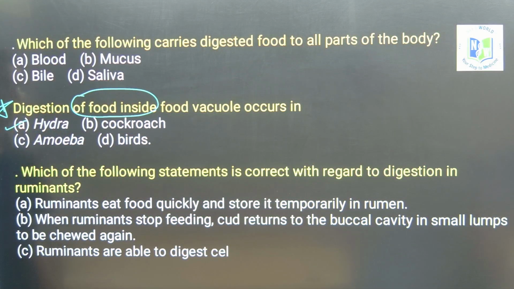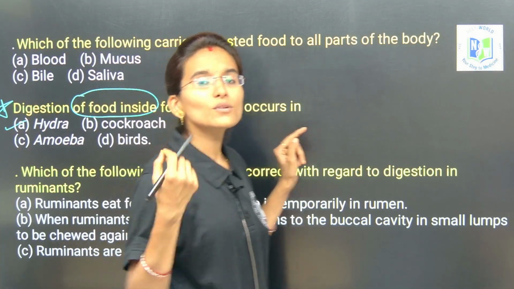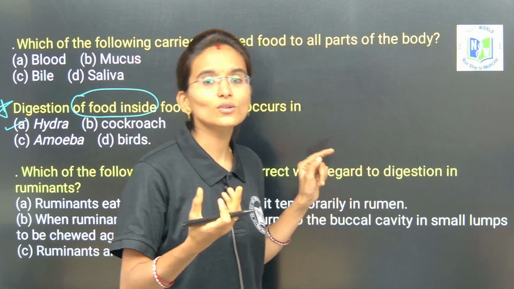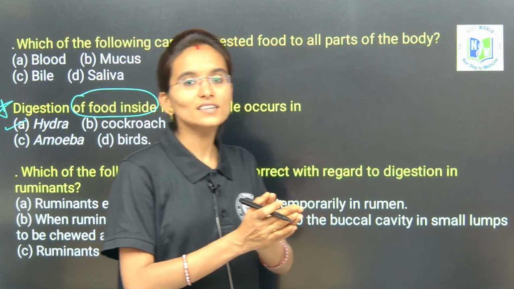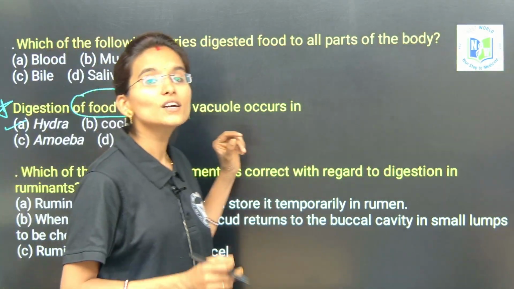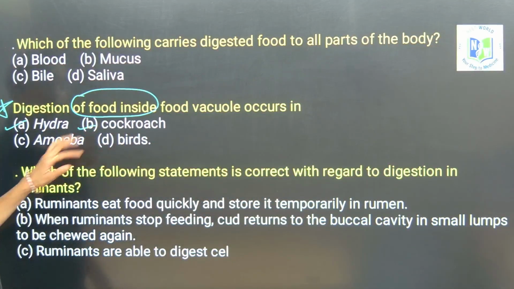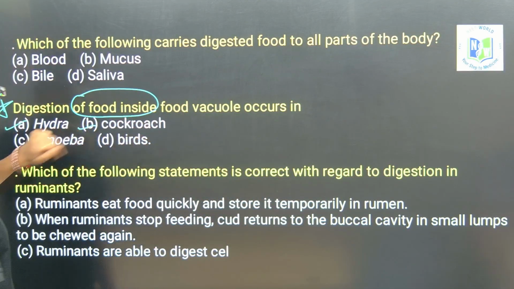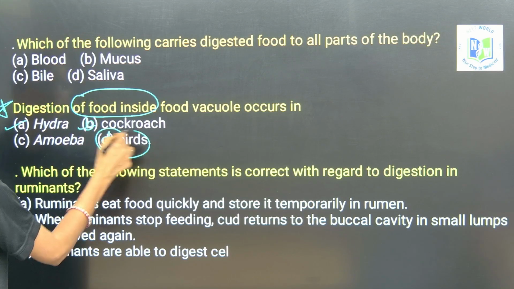Option A is Hydra. It is going to contain a special type of digestive tract, I can say, but it is not going to contain the pseudopodia, my dear students. And next one, option B is cockroach, and option D is birds.